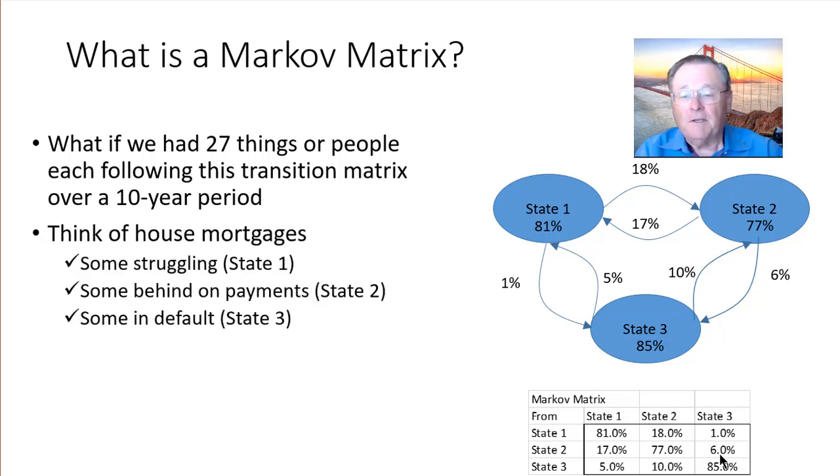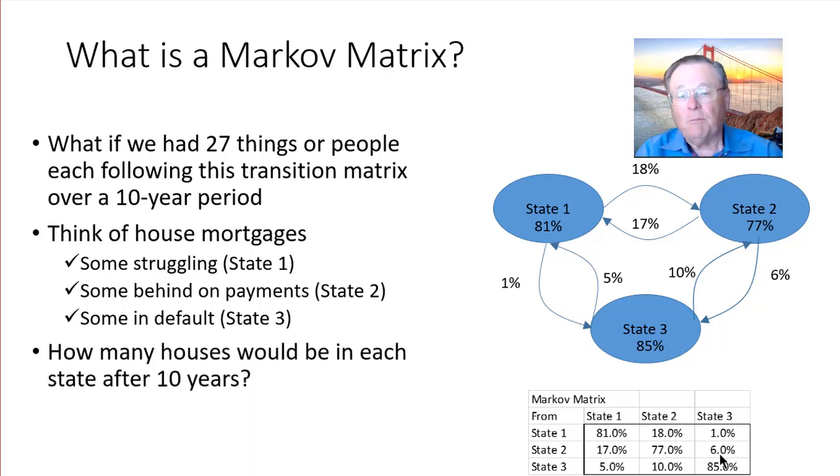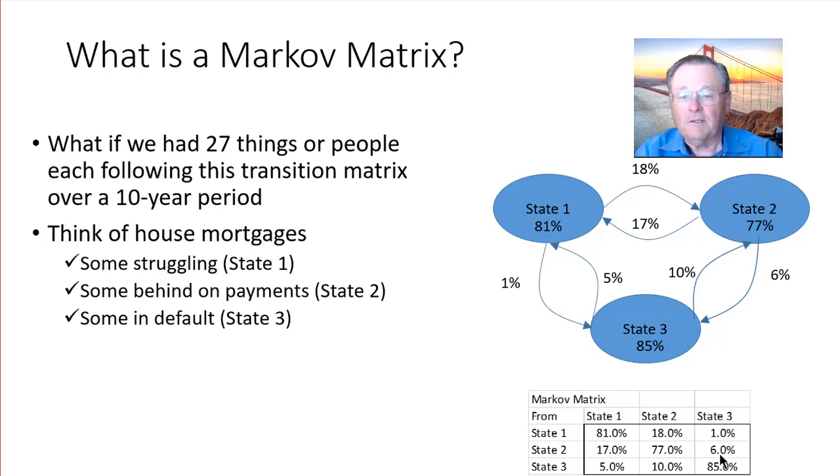So let's think about this as being house mortgages. Some are struggling, and they're in state 1. Some are delinquent, and they're in state 2. And some are in default, and they're in state 3. Now, what we want to know is how many houses would be in each state after 10 years, and we want to understand what the confidence interval is around them. We've got the P10 and we've got the P90 and the expected value. So let's go look at the model and see how we calculate this.